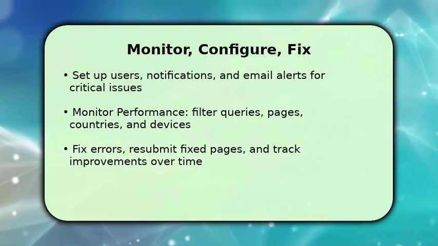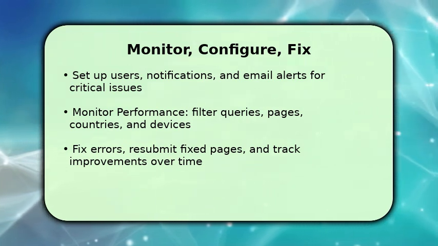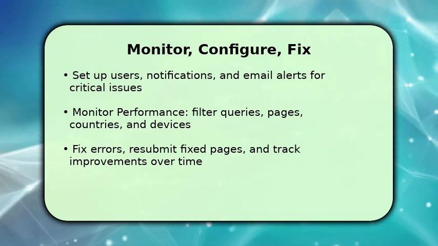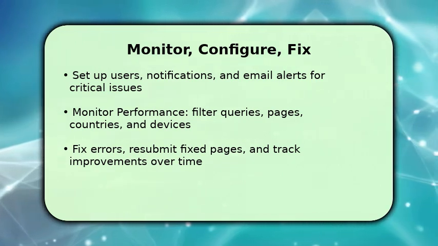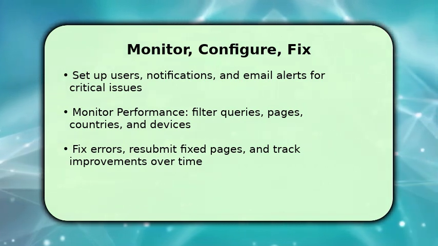When coverage or enhancement reports show errors, fix the source: redirects, canonical tags, structured data, and resubmit affected URLs or sitemaps. If things go wrong, clear cache, rerun URL inspection, and check server logs and robots.